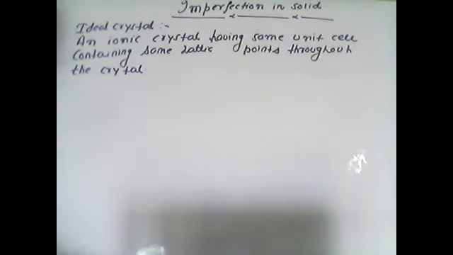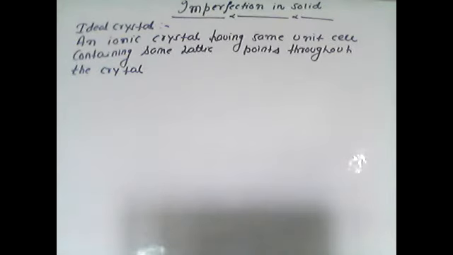If throughout the crystal they have the same lattice points, then we call it an ideal crystal. This we call an ideal crystal: an ionic crystal having the same unit cell containing the same lattice point throughout the crystal. This we call your ideal solid, ideal crystal. How will you consider it?